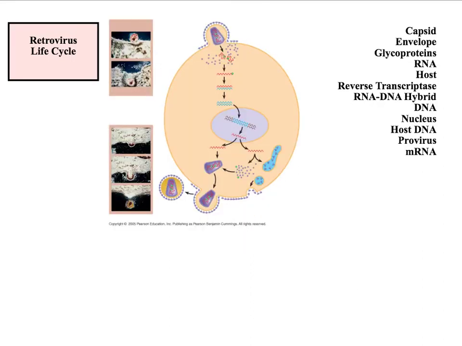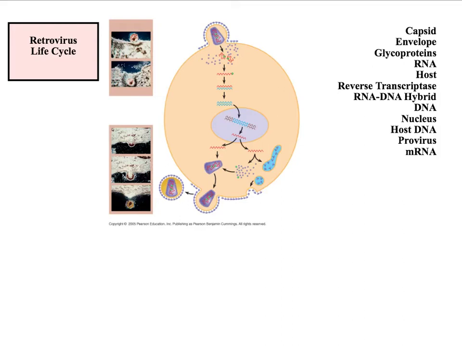The final type of virus I'm going to talk about is called a retrovirus, and in this case retro refers to backwards. And the reason it's considered a backwards virus is because instead of turning DNA into RNA, which typically happens in living organisms, it's going to turn RNA into DNA. So let's follow that along.